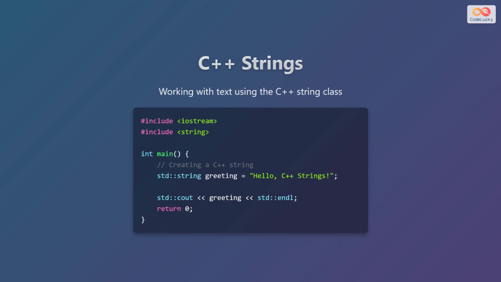We include the iostream and string headers. Inside the main function, we create a string variable called greeting and assign the value "hello, C++ strings". Finally, we print the string to the console.